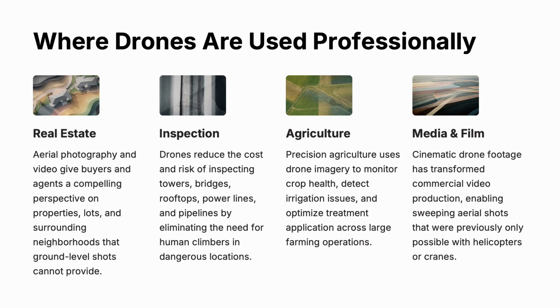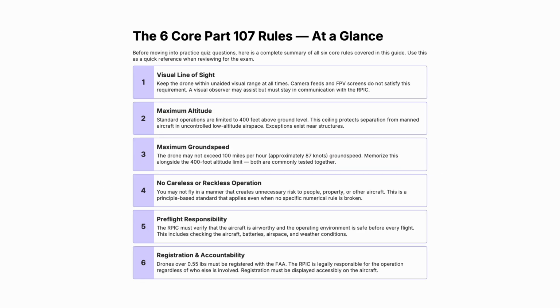In agriculture, precision drone imagery helps monitor crop health, catch irrigation problems, and optimize treatment across large farming operations. And in media and film, drone footage has completely changed commercial video production. Sweeping aerial shots that used to require a helicopter or a crane are now possible with a fraction of the cost and risk.